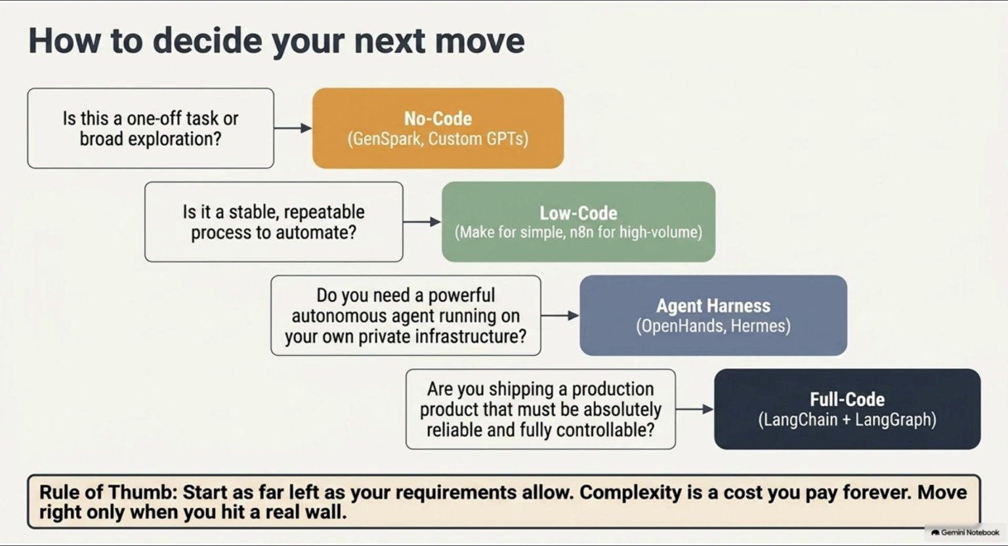And if you remember nothing else, remember this one rule. It'll save you more pain than any tool recommendation. Start as far left as your requirements allow. Complexity is a cost you pay forever, not just once. So only move right when you hit a genuine wall that your current tier can't get you over. That's how you build smart.